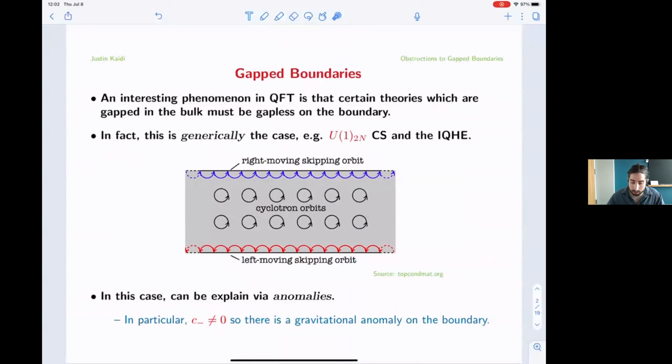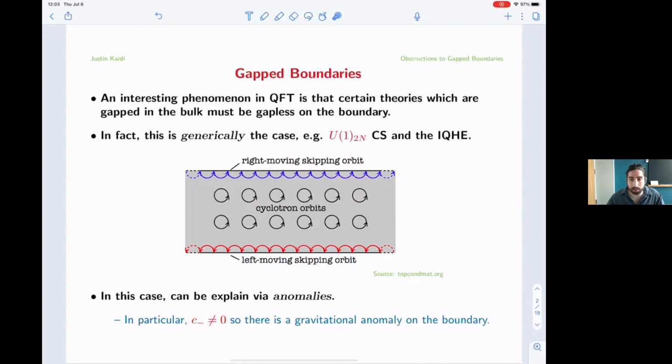For example, you can take your favorite U1 level K Chern-Simons theory. So here I took K to be even because I'm only going to think about bosonic theories, but I'll say more about that in a minute. For now, just think of your favorite U1 level K Chern-Simons theory. This theory is definitely going to have gapless stuff on the boundary. And this is part of the physics behind, say, the quantum Hall effect.